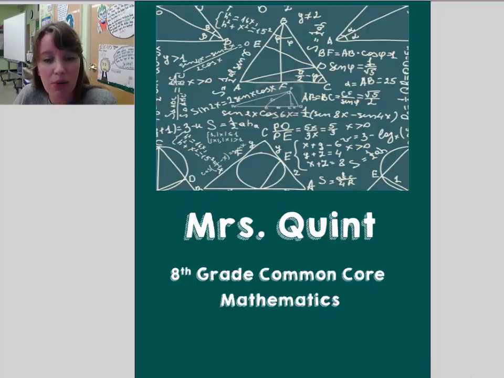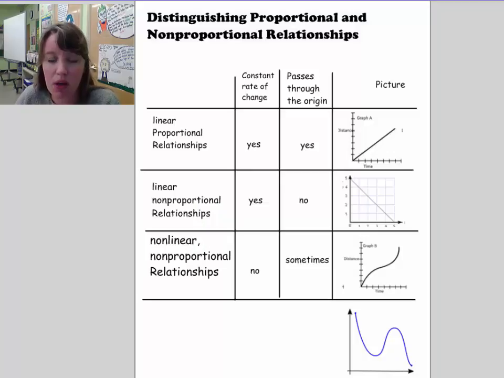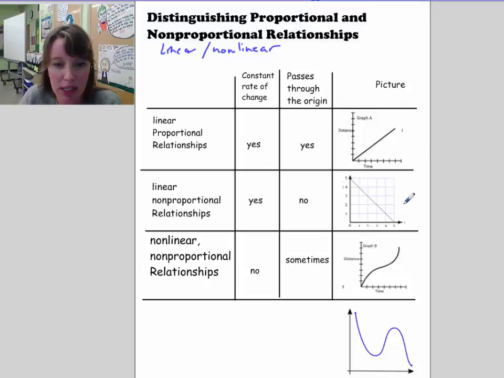Welcome back. Today we're going to talk about determining whether relationships are proportional or non-proportional. The first thing we want to go over is determining proportional versus non-proportional and linear versus non-linear. The first distinction is between lines and curves.